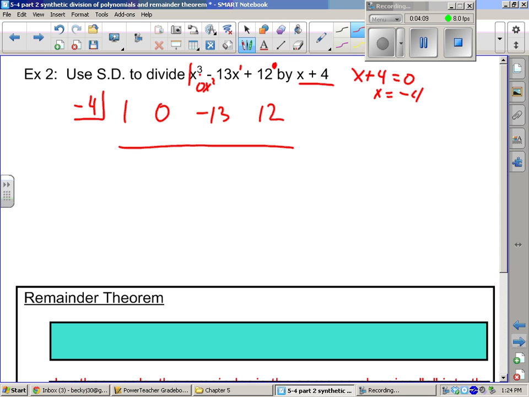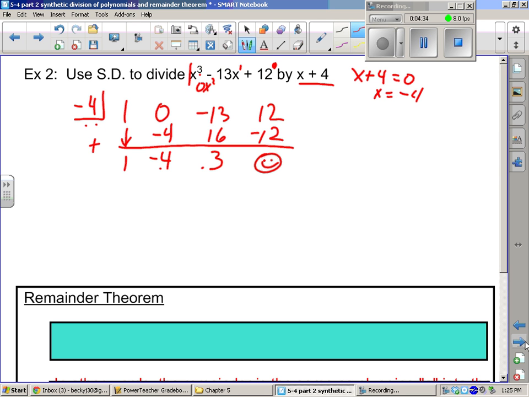All right, put the line down, put our addition, and drop this one down. So multiply, -4 times 1 is -4, add, I get -4. -4 times -4 is 16, add, I get 3. -4 times 3 is, I'm sorry, -12, I add, I get 0.